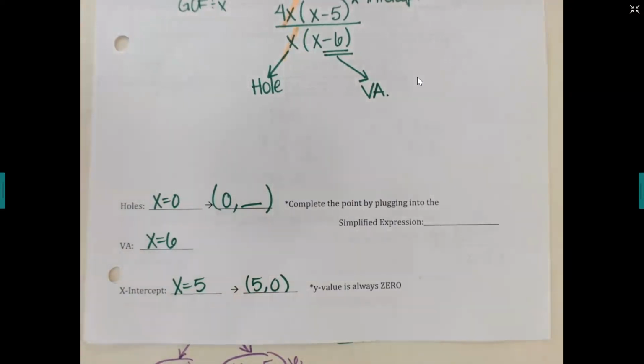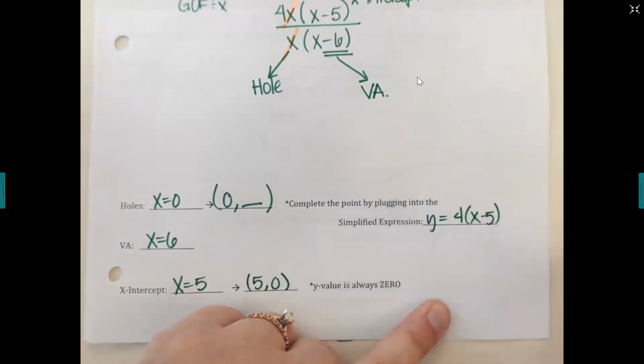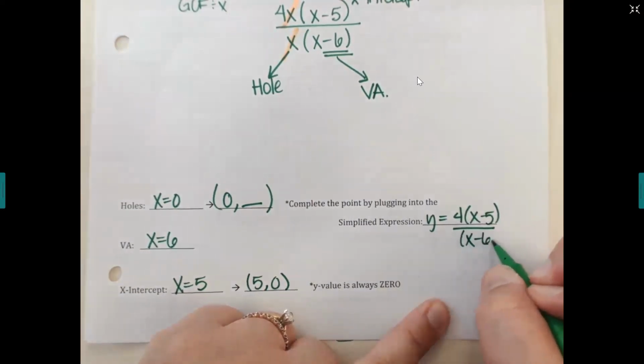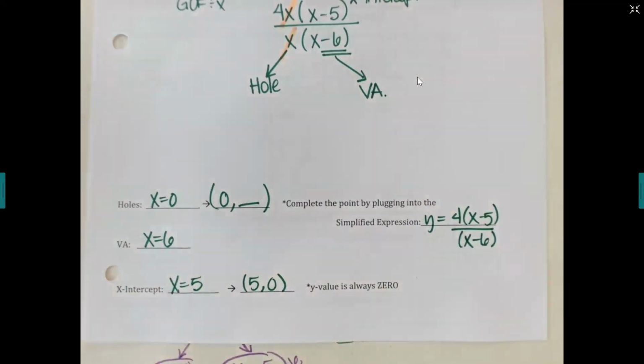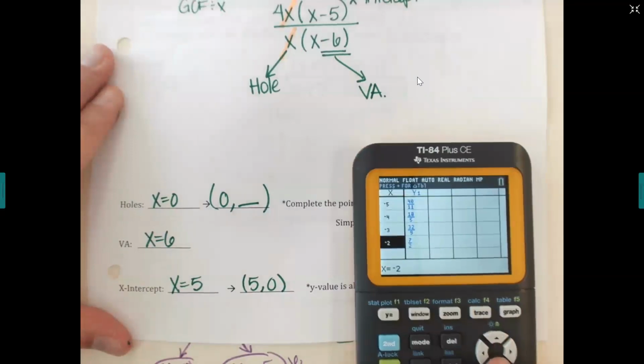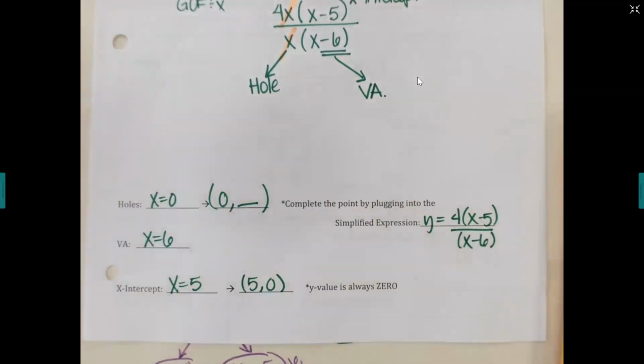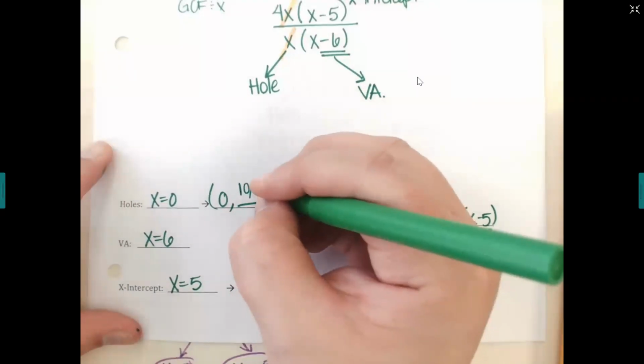So type it into your calculator, please. So it'd be 4x minus 5 on top, x minus 6 on bottom. And then you're looking for whose partner? 0. Zero's partner, what are we getting? 10/3 is right. Now, let's just do our last little double check.